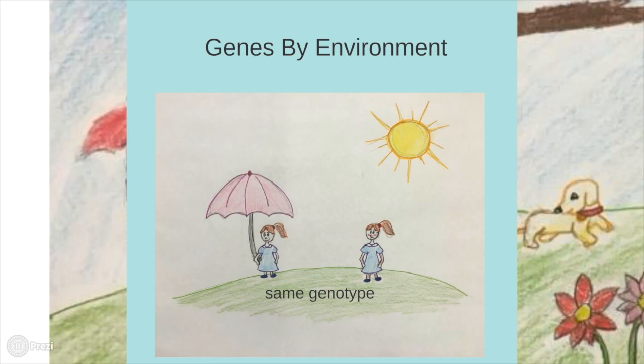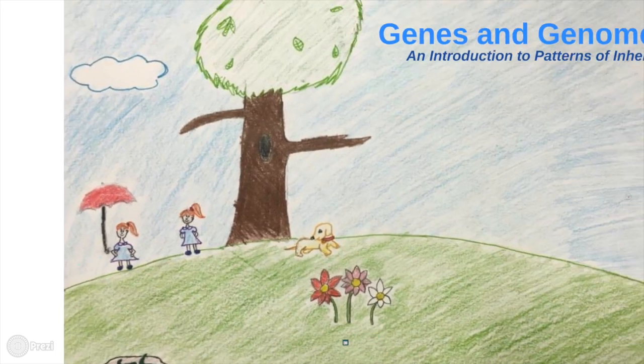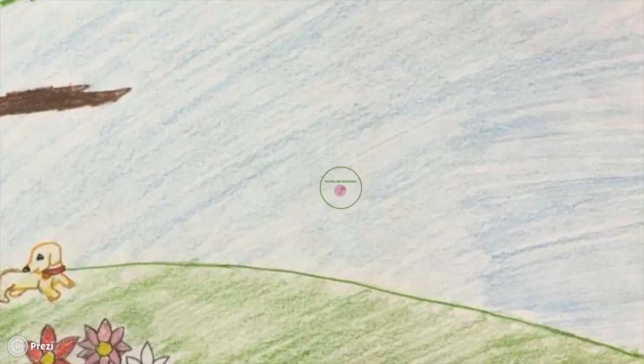Both twins have the same genetic predisposition for skin cancer. However, since only one of the twins exposes herself to the sun, the environmental influence that acts on the gene, she is the only one that gets skin cancer. That wraps up our discussion on basic patterns of inheritance.